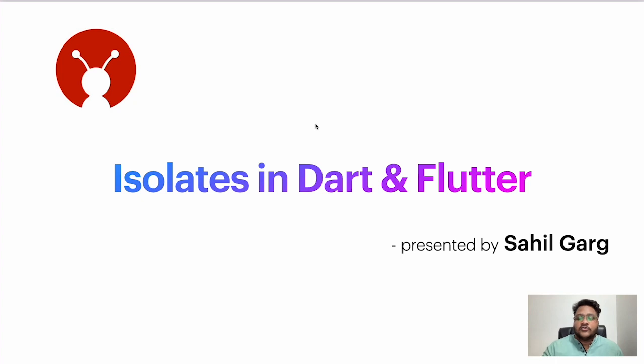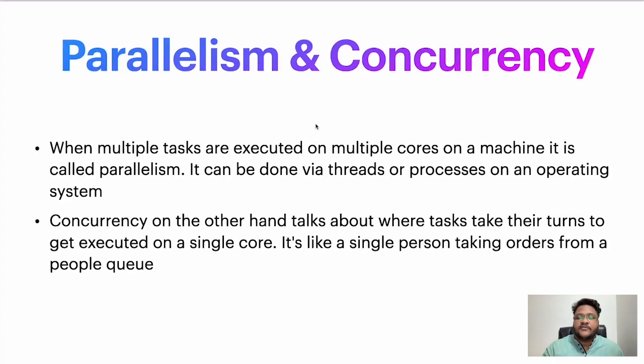Okay, so there are two terms which we have to know before jumping on that: parallelism and concurrency. Parallelism refers to the concept when more than one task runs simultaneously at the same time. It can run on different cores in the system, or maybe the operating system can be handling it with a different approach. But they run at the same time.